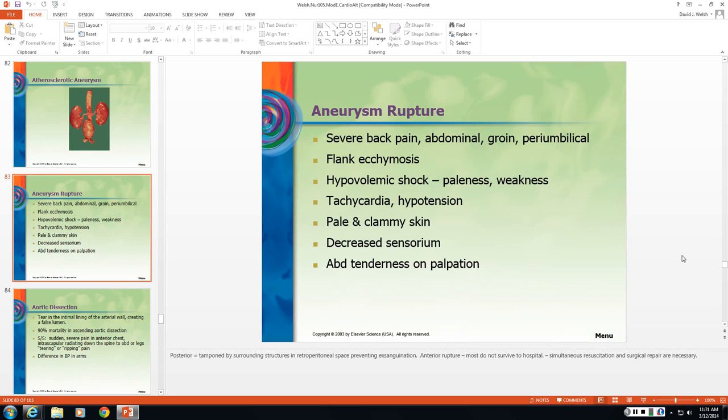Now, a posterior rupture is going to be tamponaded by surrounding structures in the retroperitoneal space, and this is going to prevent exsanguination. So it's going to prevent the blood from escaping too rapidly. If it's an anterior rupture, most don't survive to the hospital. Simultaneous resection and surgical repair are needed immediately, but most of these people do not survive.